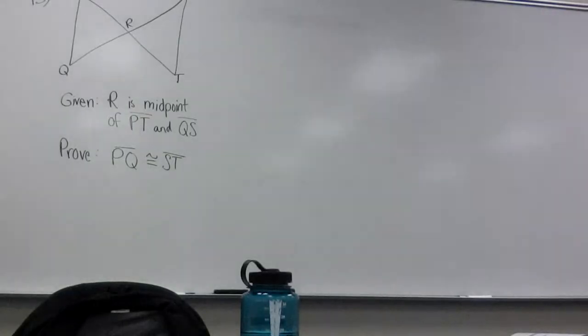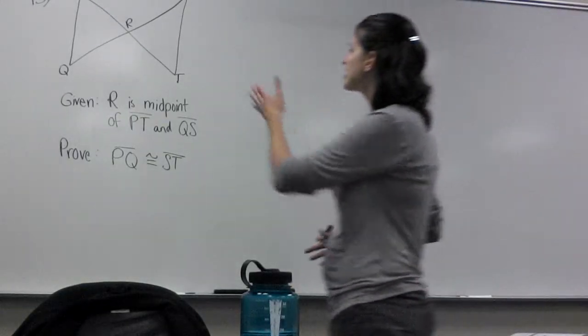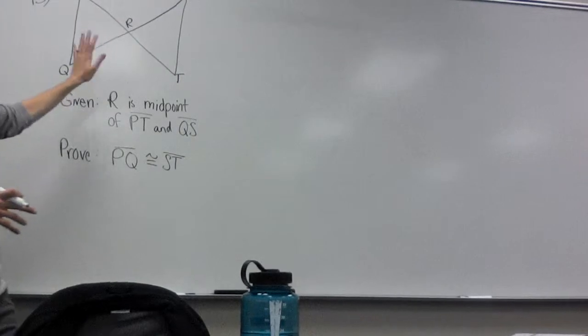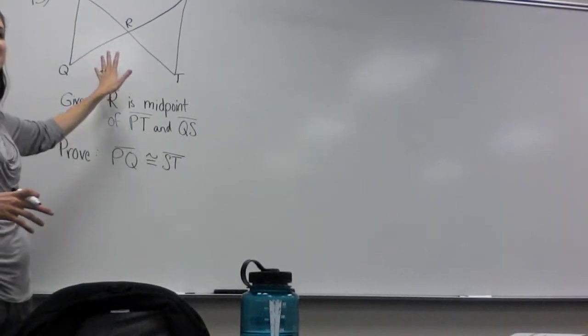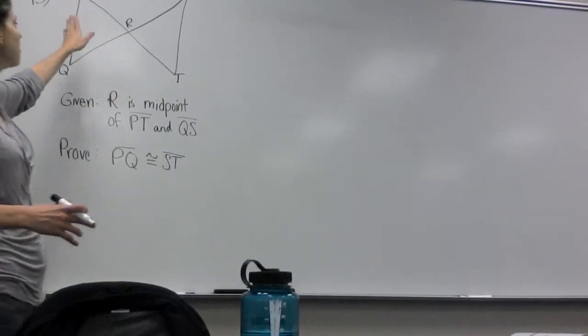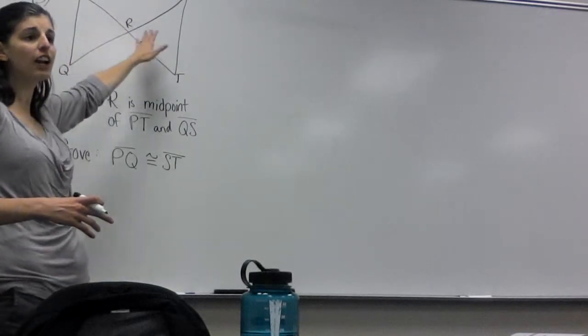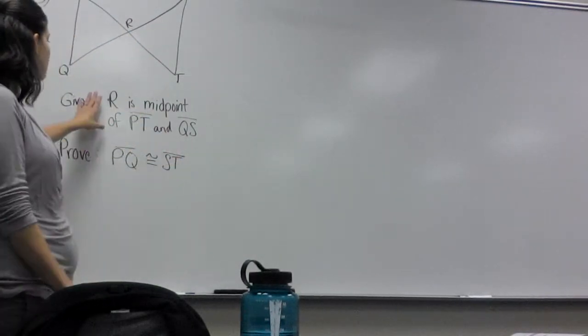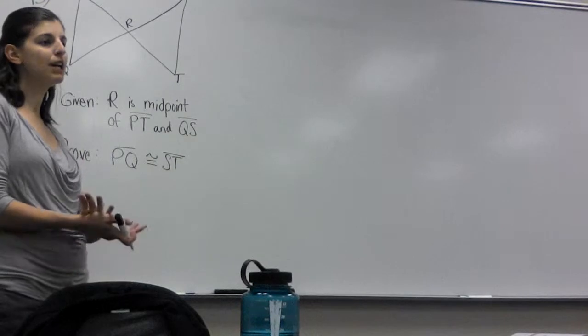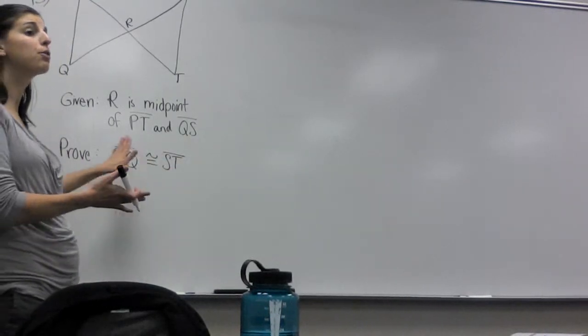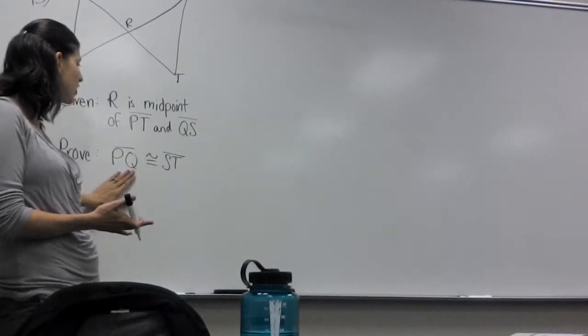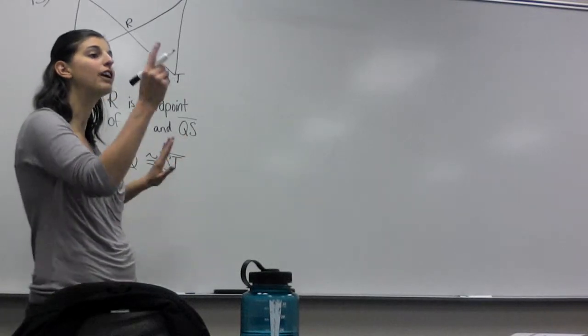So from your notes from yesterday, we did not get to finish the notes. You have one problem that we did not get to, one example. That example gives you these two triangles that are connected, tells you that R is the midpoint of PT and QS, and asks you to prove that the segments PQ and ST are congruent.